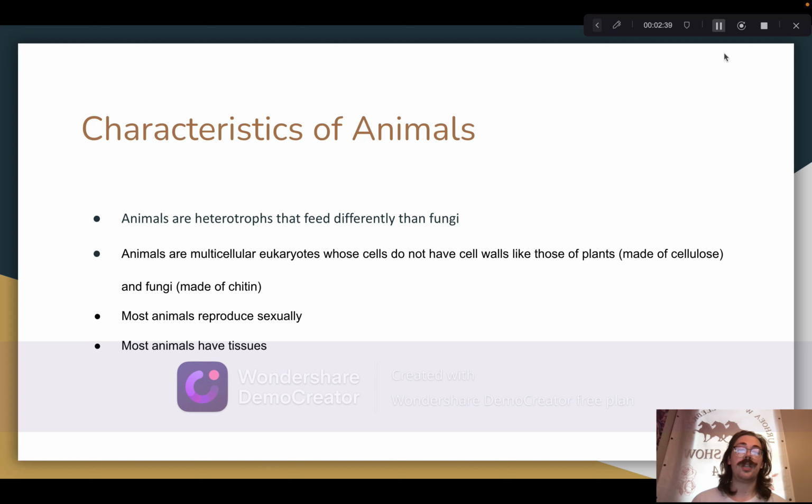Most animals have tissues. What are tissues? We know that living organisms are made up of cells. Cells that are similar in structure and function will come together and work as a cohesive unit that performs specific tasks they are specialized in, and these units are known as tissues.